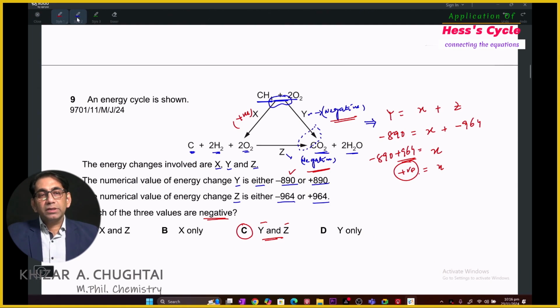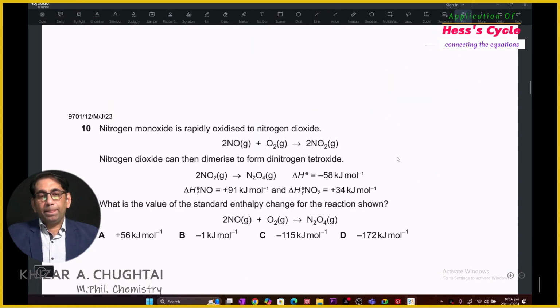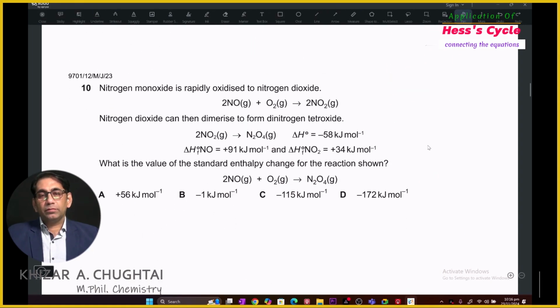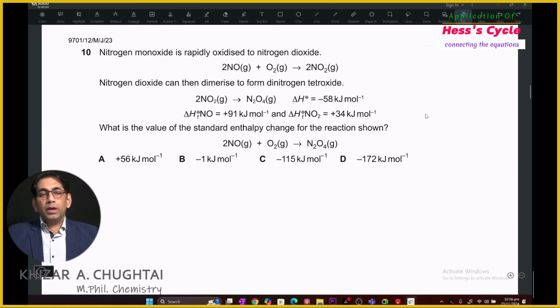Now come to the next question. Here is the question. It's taken from May June 2023, variant 1-2. Question number 10. Nitrogen monoxide is rapidly oxidized to nitrogen dioxide, and here is the equation. Nitrogen dioxide can then dimerize to form nitrogen tetroxide, and here is the equation.